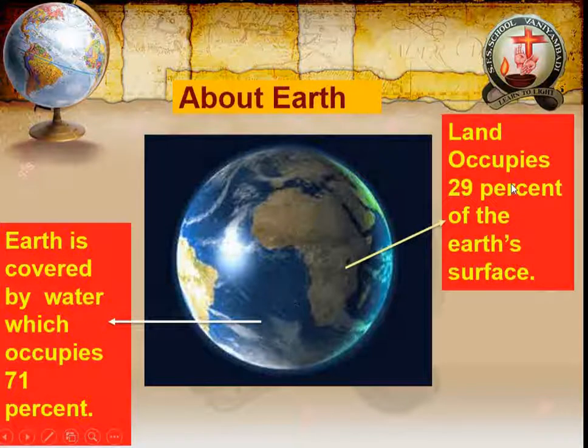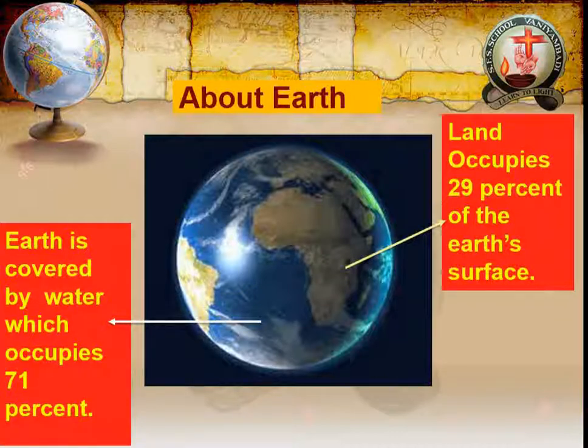And the remaining 29% of the Earth's surface is occupied by land, where we live. Okay, so we live in only 29% of the land. The remaining 71% is occupied by water. That's why it is called an ocean planet.